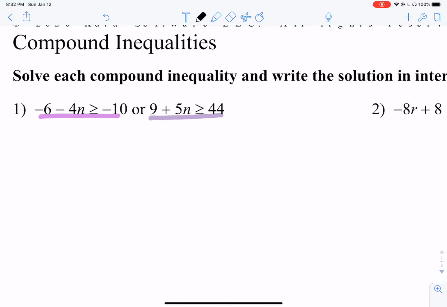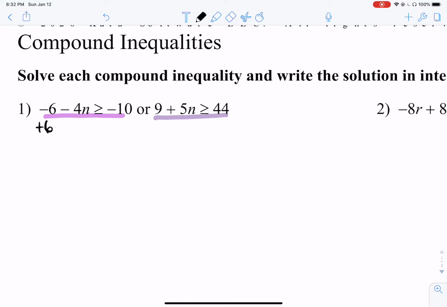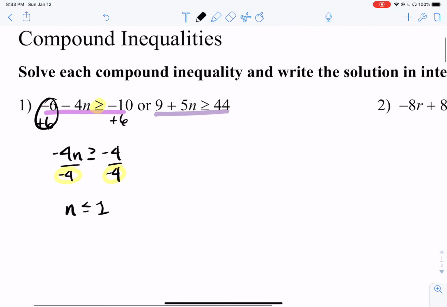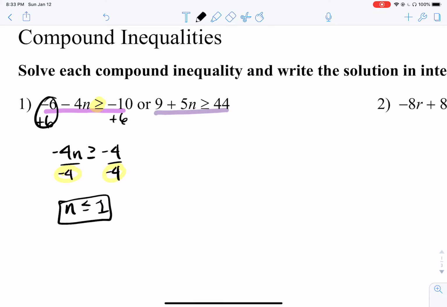Using inverse operations for the one on the left side, we have to add 6 to both sides of this inequality. Let me highlight the inequality symbol in yellow. We cancel these two operations, and we're left with negative 4n is greater than or equal to negative 4. Dividing by negative 4, n is going to be less than or equal to 1. Now recall that anytime you divide by a negative value, your inequality has to change direction. So our solution is going to be that.